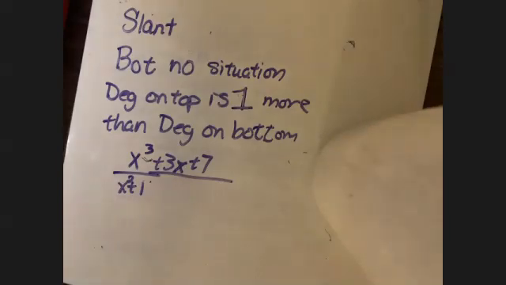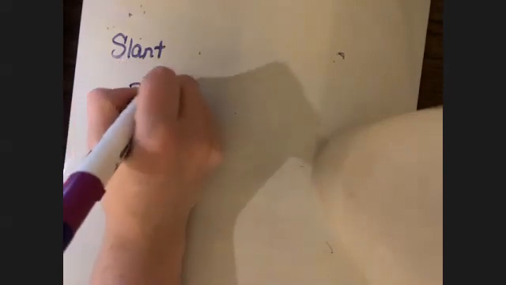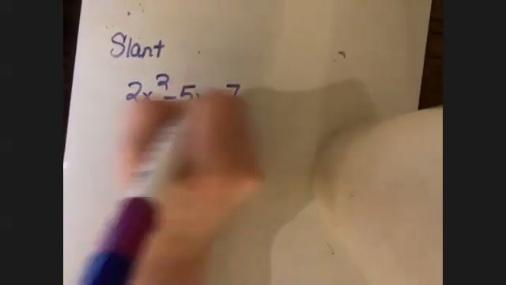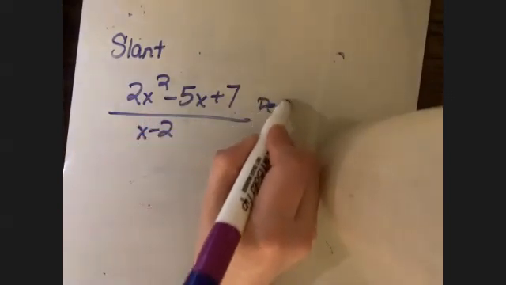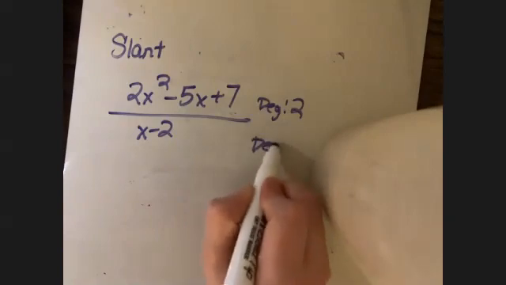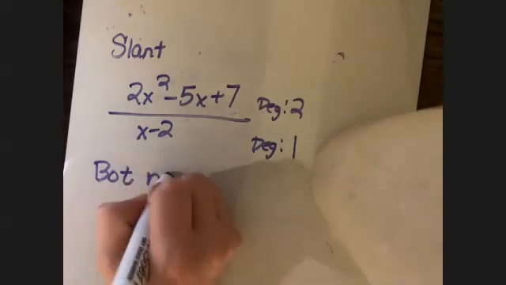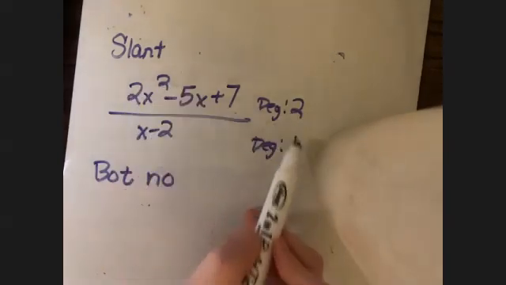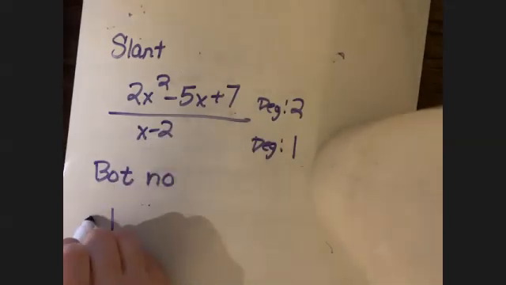So, taking a look at an example for one of these slant asymptotes, we've got 2x squared minus 5x plus 7 over x minus 2. And again, if we look at the degree on the top, it's a 2. The degree on the bottom is a 1. So we are bigger on top, but we are exactly 1 higher. Now, again, with this being an x plus or minus thing, we can do synthetic division.